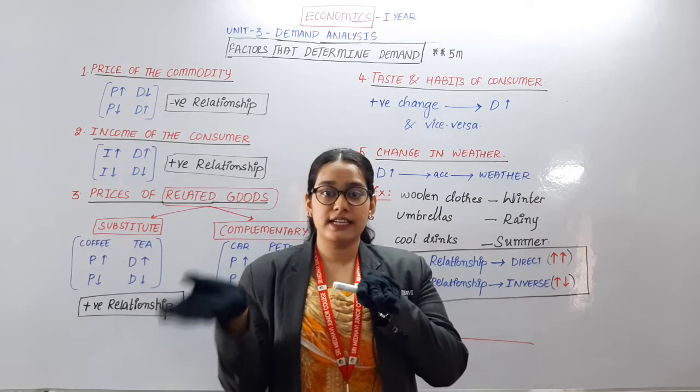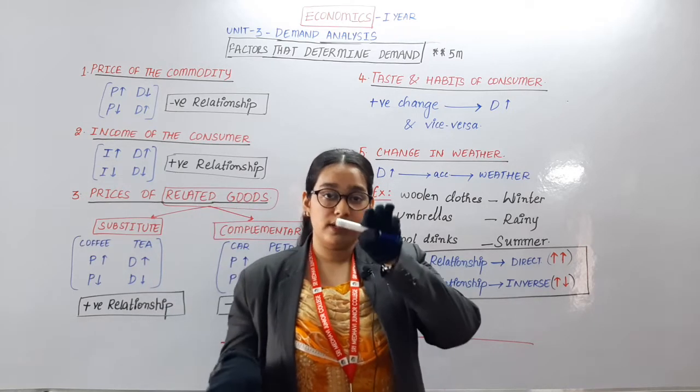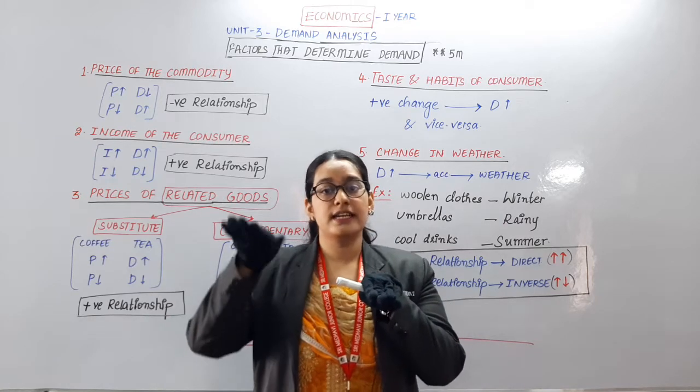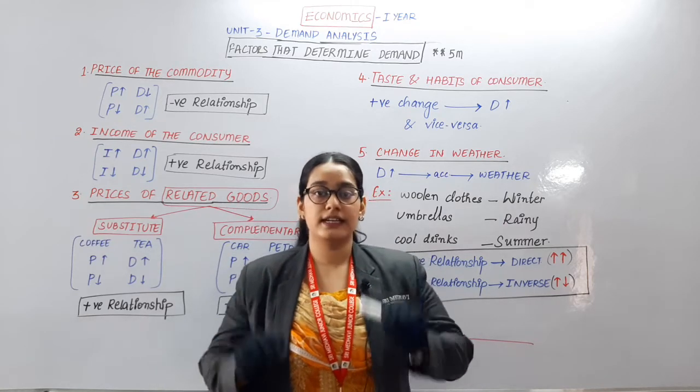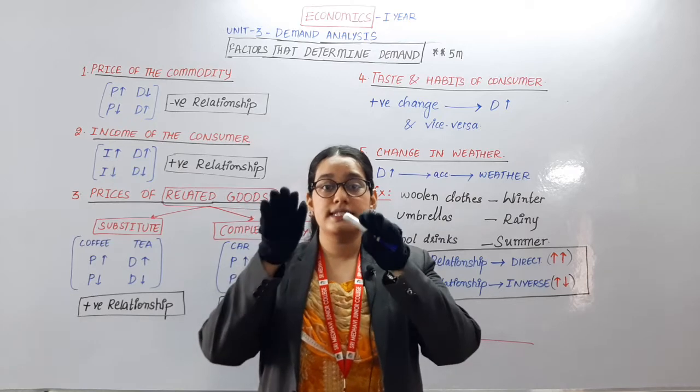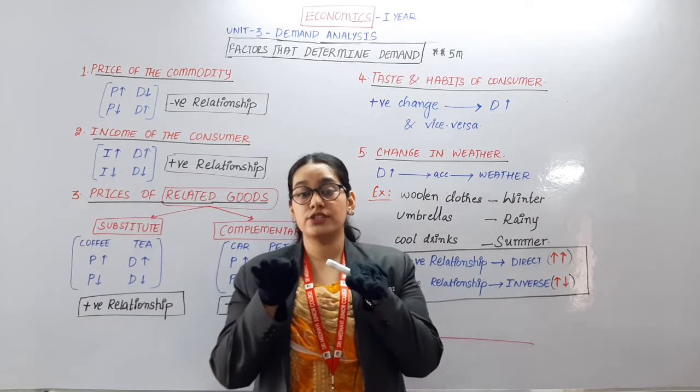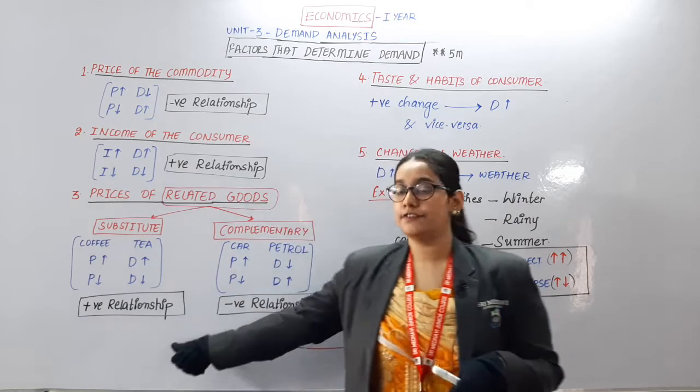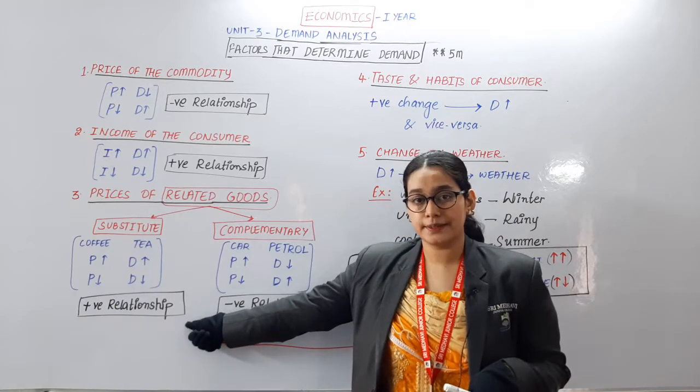So the demand for tea is down. When the prices of coffee decrease, demand for tea also decreases. When both increase and both decrease, that is called which relationship? Positive relationship. Is that clear?